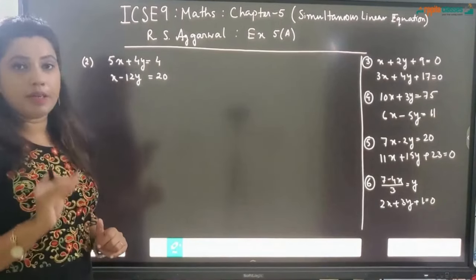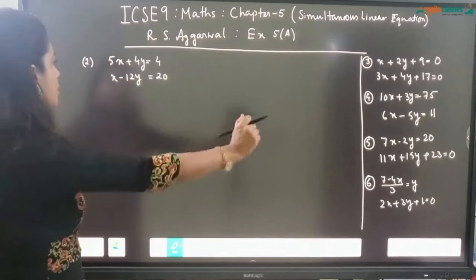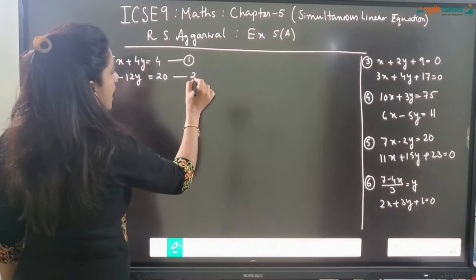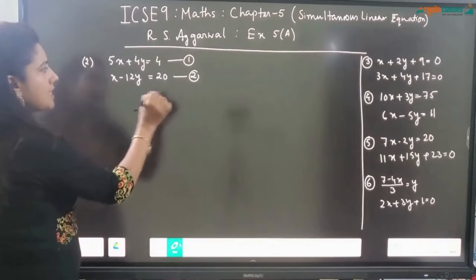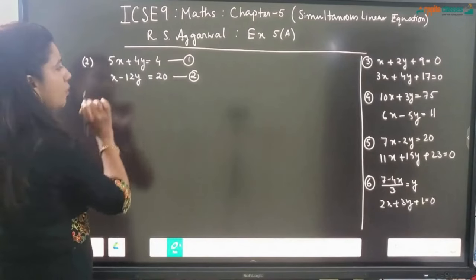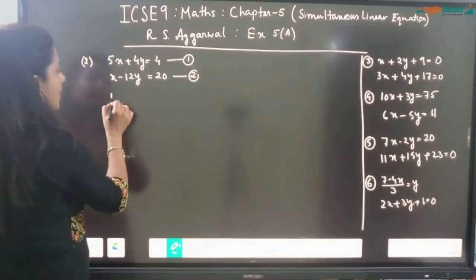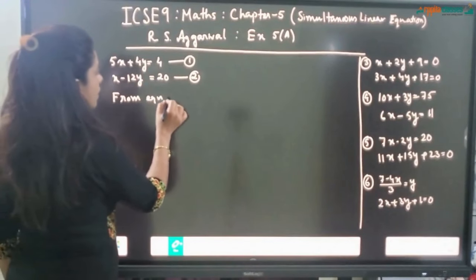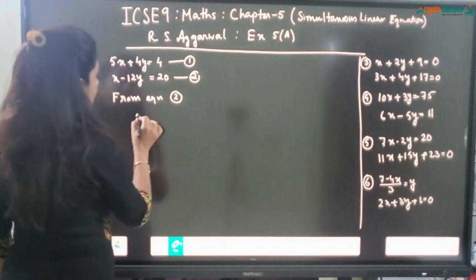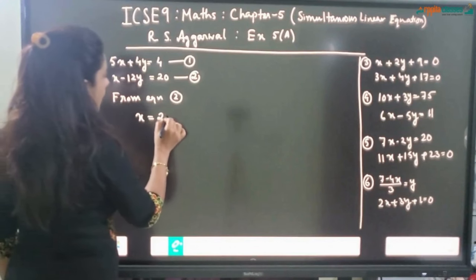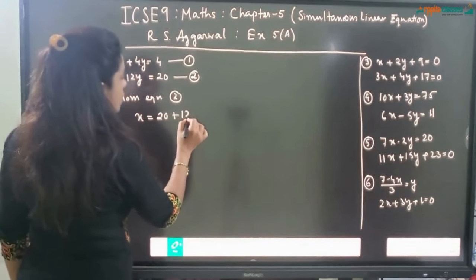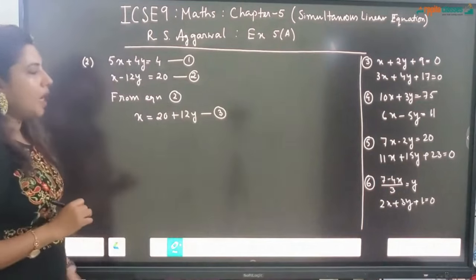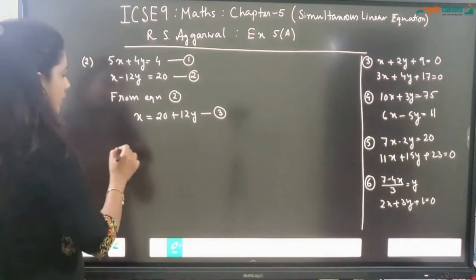So I will be solving this by substitution method. I will name this equation as 1 and this equation as 2. Now since I see from 2 it will be easier to find out the value of x. So I'll write from equation 2, I get x is equal to 20 plus 12y and I make this equation number 3.